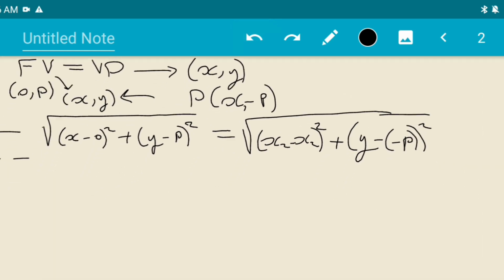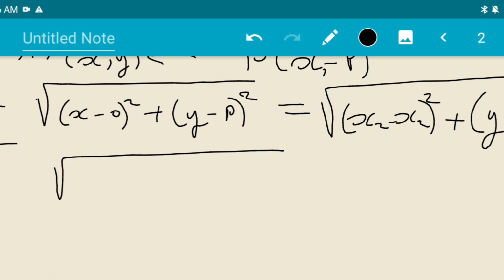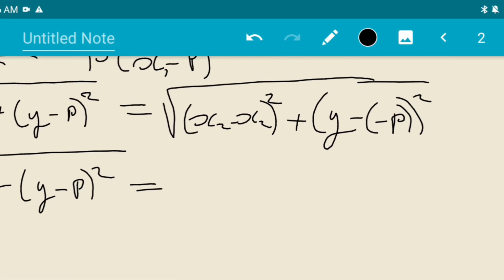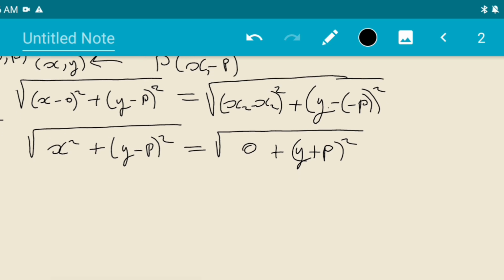So let's simplify. Okay, let's start with the left hand side. So this will be x squared plus (y minus p) squared should be equal to, so this would be x minus x, which should just be a 0. Then we say open brackets 0 plus, or you may not just write it down since it's not important. Then negative plus negative would give us a positive, so that would be (y plus p), so that would be squared.